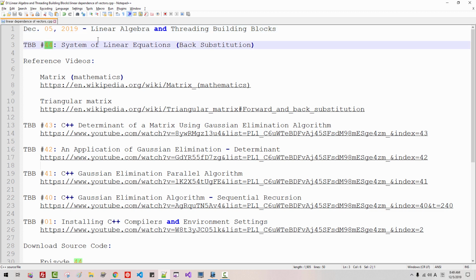This is the 41st episode about linear algebra and the Threading Building Blocks. In this episode, we will implement an algorithm for a system of linear equations using back substitution.